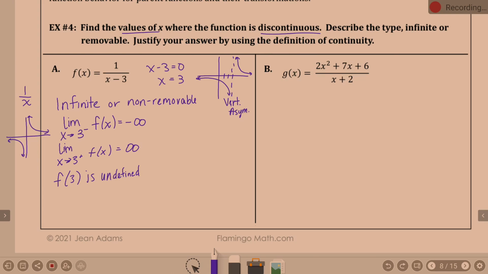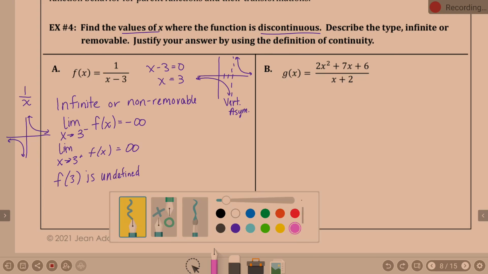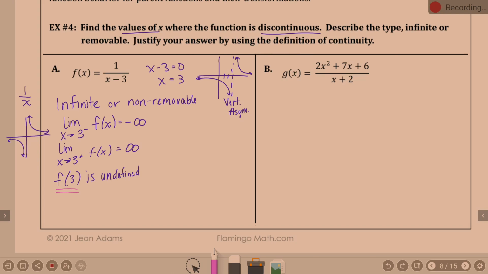So, and I don't have it written in my notes, but again, saying that f of 3 is undefined, that right there tells me definition of continuity does not hold. Okay, the fact that these limits don't equal each other, that tells me so many different ways. Okay, what about B?